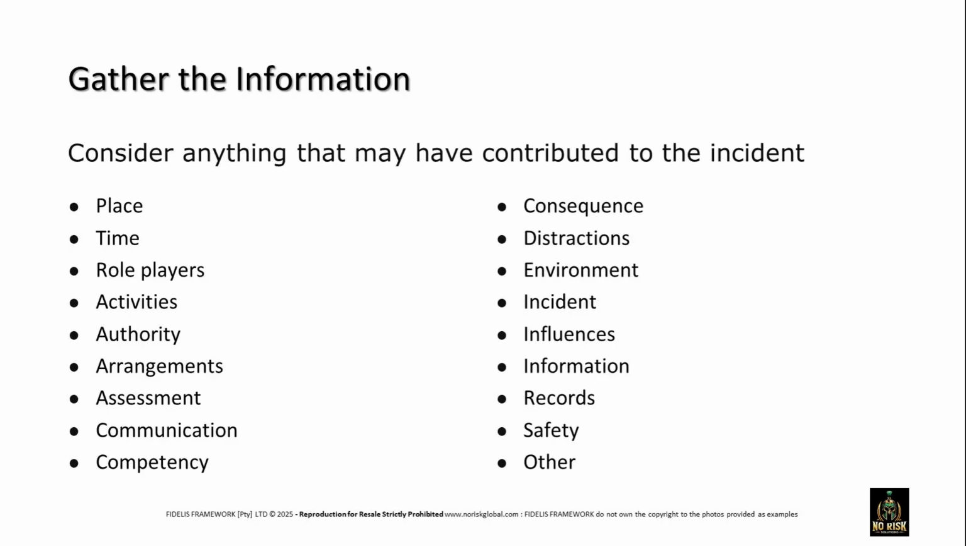Gathering information is a comprehensive process that involves considering various factors that may have contributed to the incident. These include the place, time, role players, activities, authority, arrangements, and assessment. Additionally, consequences, distractions, environment, and incident specifics must be evaluated. Information, records, safety, and other relevant aspects are crucial for a thorough investigation.